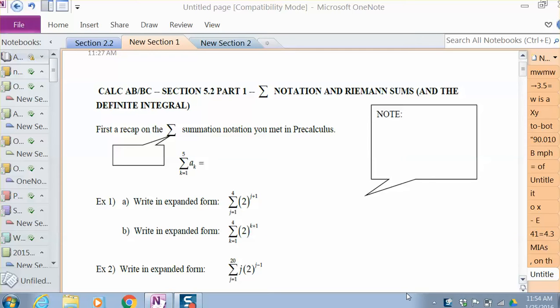Hello, welcome to a video on section 5.2 part 1 regarding sigma notation and Riemann sums and ultimately the definite integral. So I'm going to start this video at the beginning of section 5.2.